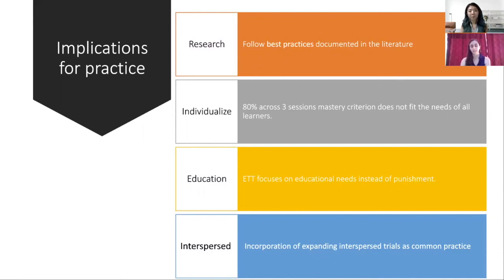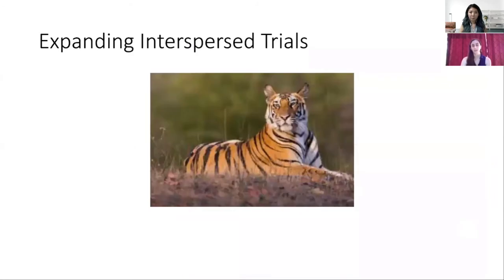So we're going to do a demonstration on how this might look in actual practice. It's not really practical to do expanding time trials, but maybe expanding interspersed trials could be something that would be easily implemented in actual practice. For this demonstration, we're going to pretend that the animals are our learning targets, and anything that's not an animal is something that's already mastered.